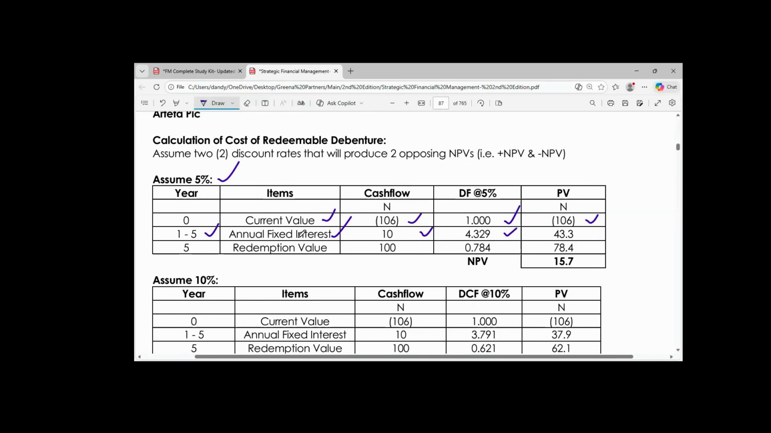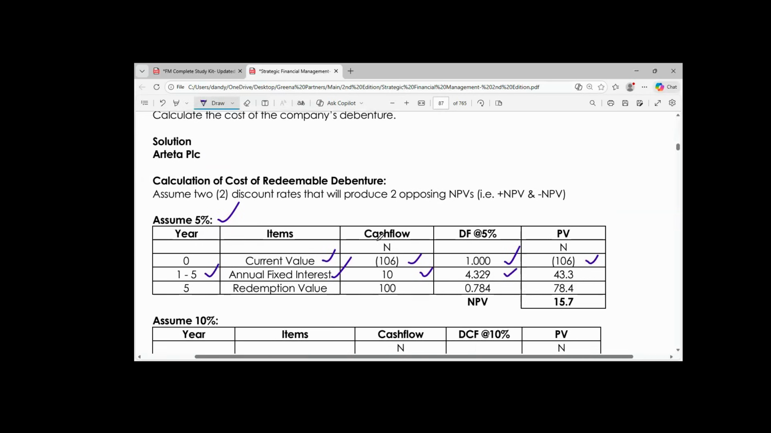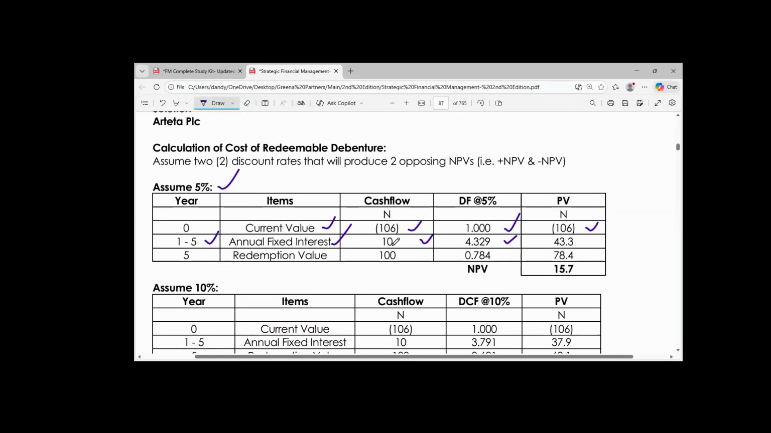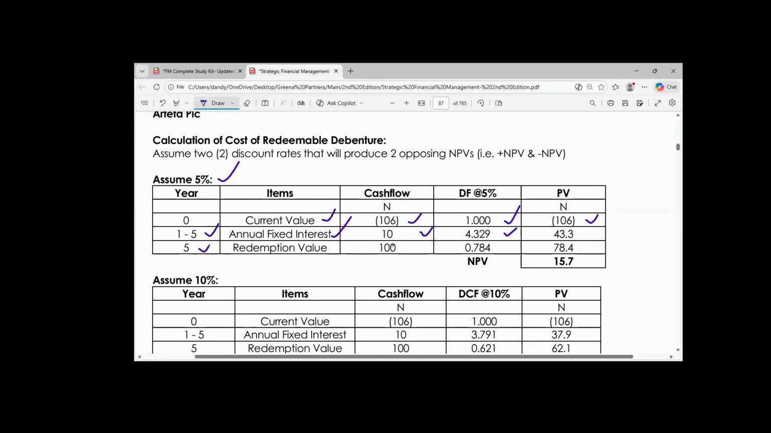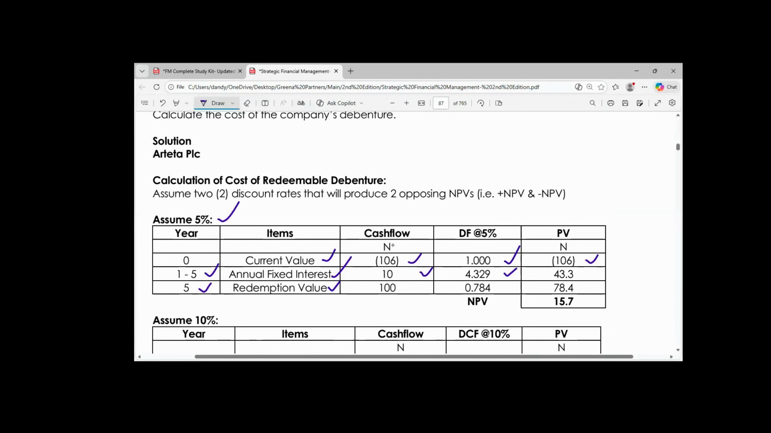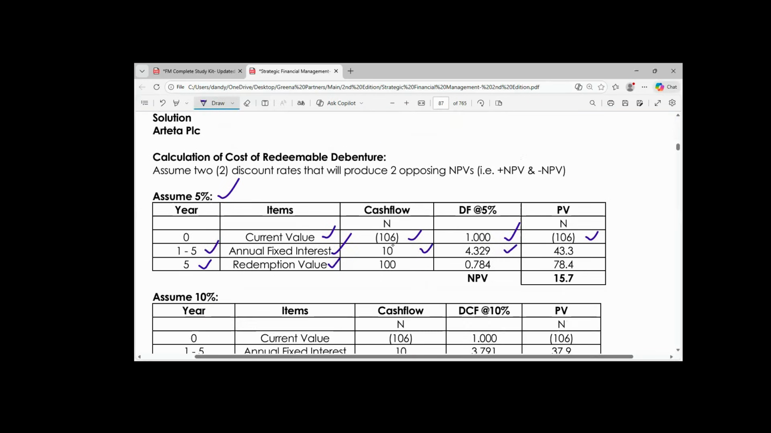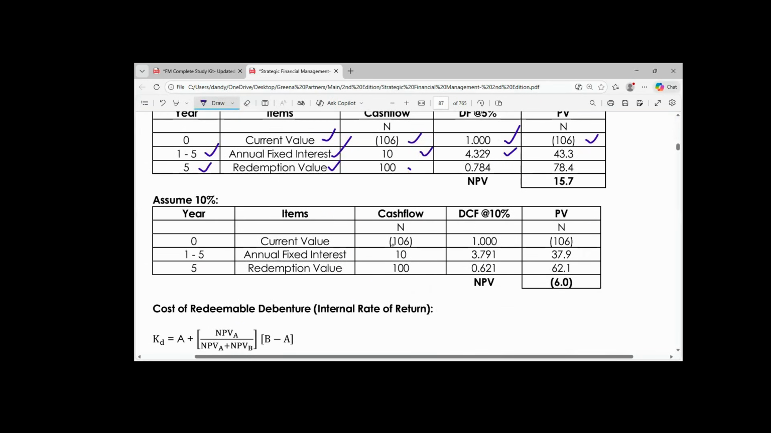All right. Then finally, I need to ask myself from the question, when are we going to redeem the debenture? We are told in 5 years' time. Therefore, at the final year, we need to redeem this debenture. So we have redemption value. How are we going to redeem the debenture? I need to ask myself in the question, is it at par, at premium, or at a discount? The examiner has told us that the debenture will be redeemed at par in 5 years' time. So at par means 100 naira. And that's why you are seeing the 100 naira here.